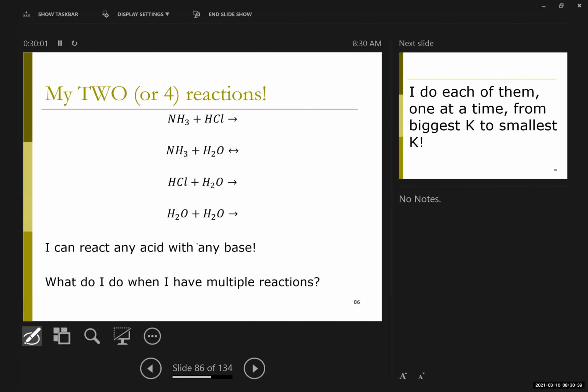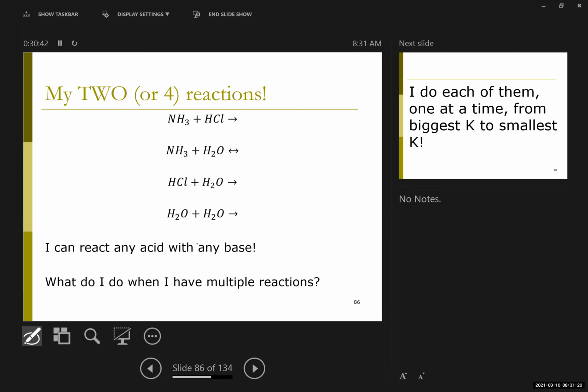And as we talked about on Monday, that's not that big a deal because they're not all equally important. As we've seen a little bit on Monday and even somewhat last week with the polyprotics, as long as their Ks are different enough, I can treat them as nearly separate, or at least as consecutive reactions. I don't have to solve them all at once. I get to solve them separately. And so I have 4 possible acid-base reactions.